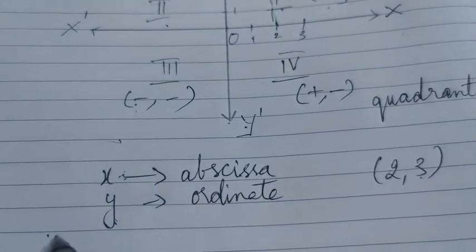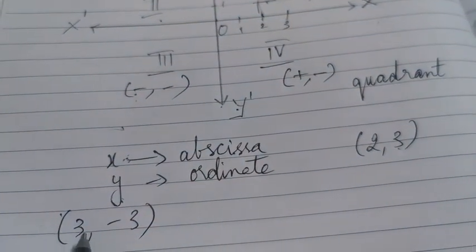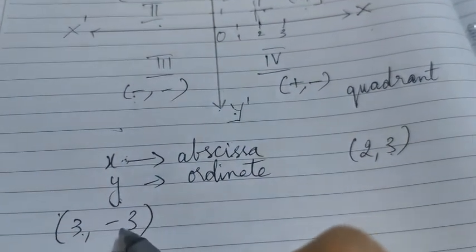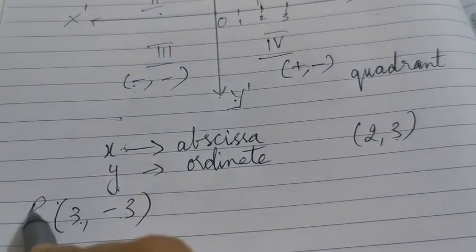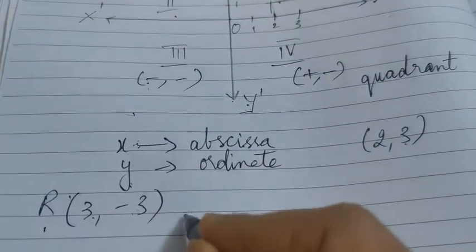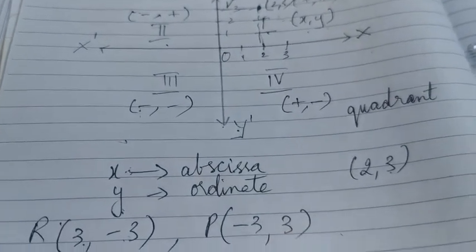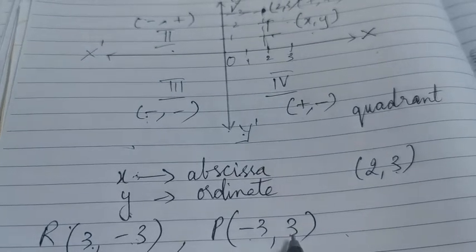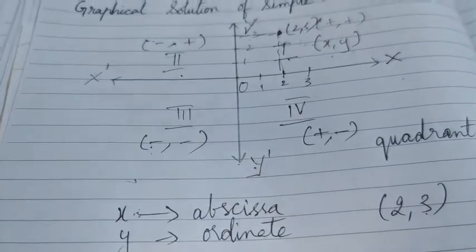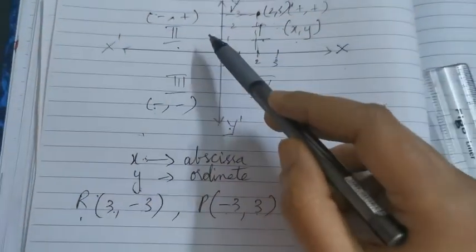Now if you want to mark 3 comma minus 3. So the value of x is positive and the value of y is negative. This point, we will name it as R. The point R will lie in the fourth quadrant. If I have a point P, minus 3 comma 3. So my x is negative and y is positive, in the second quadrant. So this particular point P will lie in the second quadrant.